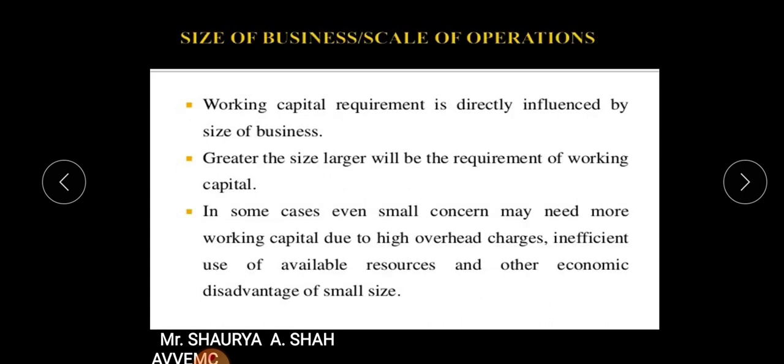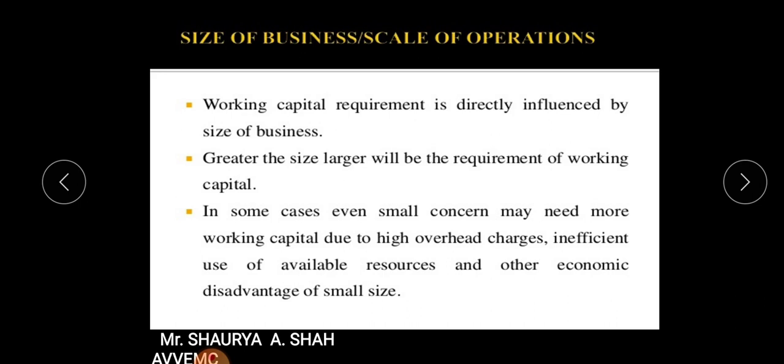Second, students, is the size of the business or scale of operation. What is the size of the business, whether it is small or large? What is the scale of operation? That also affects your requirement. Working capital requirement is directly influenced by the size of the business. The larger the size of the business, the more will be the requirement of working capital. I hope it is clear, students, because if your business is large, then your operations will also be large. So for operating on a very large scale, you require much more capital.